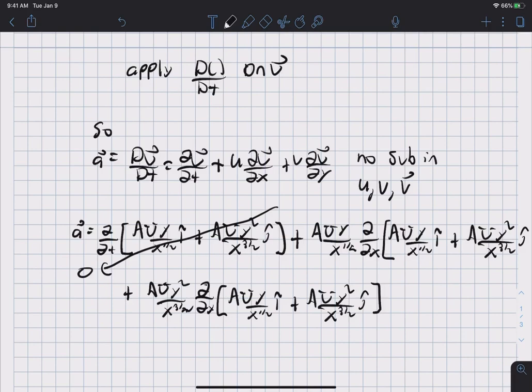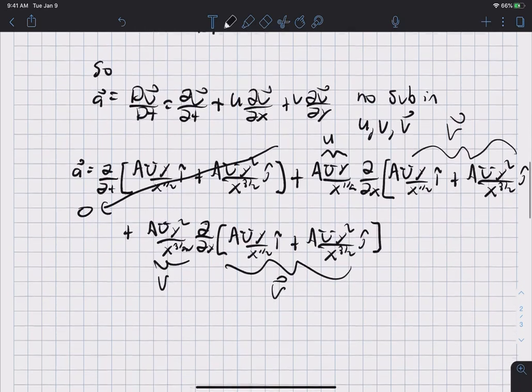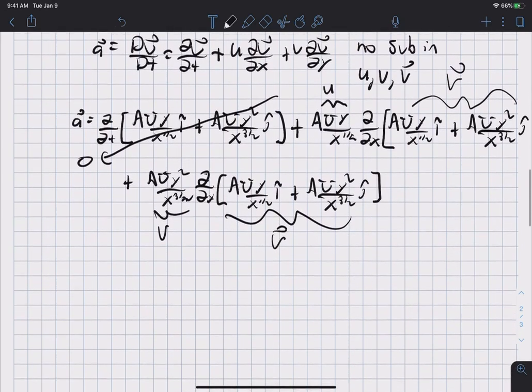Okay, so I'll just fill this in a little bit. This is small u. This is the velocity vector. This is the velocity vector. And this is small v. Okay, so now we have already crossed out one term over here. Now we just do the partial derivatives as the calculus says to do.